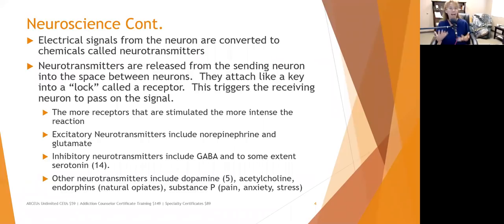Endorphins are our natural opiates. So we have those going in there, and endorphins help us not feel pain as much and feel a little bit happier. And substance P is one that we've just started to learn about over the past 20 years. But it is responsible in part for pain regulation, anxiety regulation, and stress management.